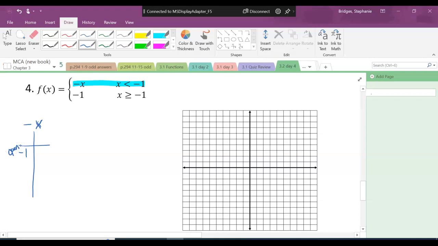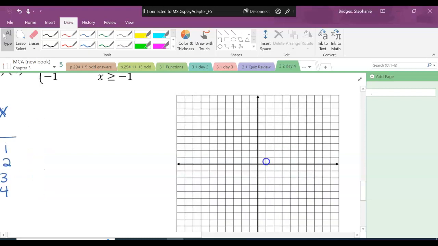And then what are some numbers that are less than negative 1? Okay. And so when we plug those in, there's already a negative in front of our x. So when we plug in that 1, it's a negative 1, which would turn it positive. And then we plug in a negative 2, it would be a negative 2, which would also turn it positive. And then the same thing for 3 and 4.